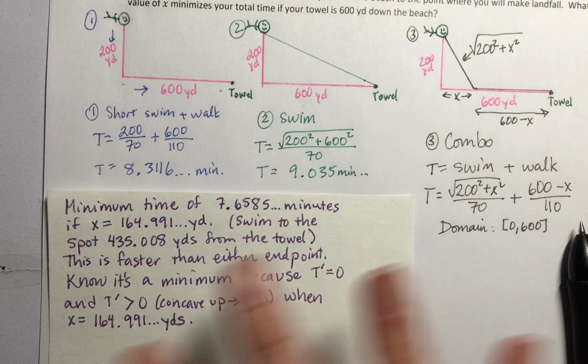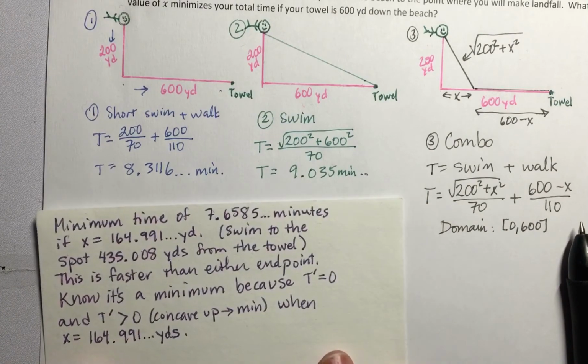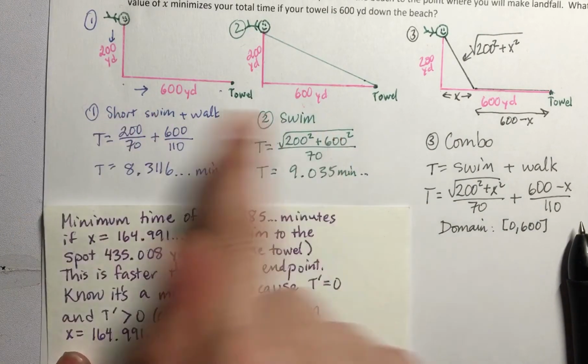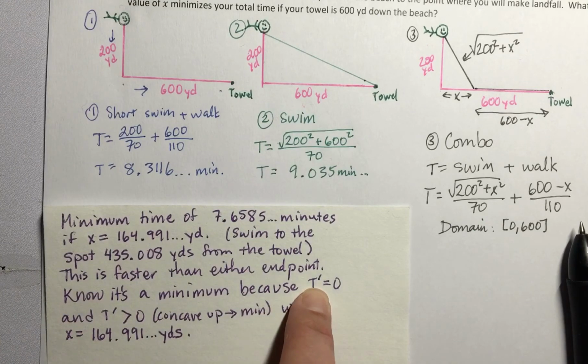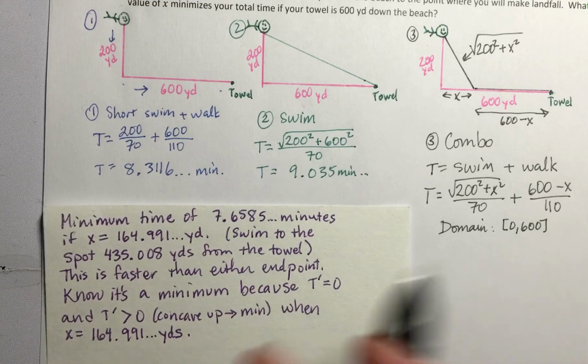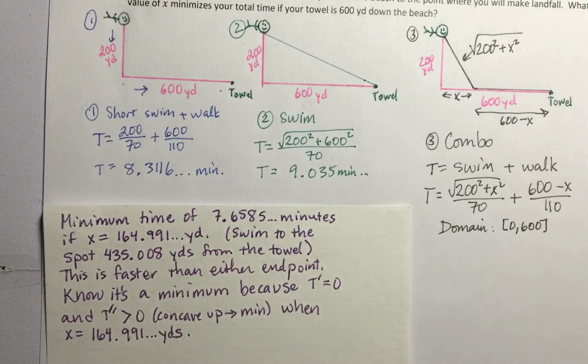And so this would be all on one sheet of paper, not on a separate one, obviously. So you can see that my endpoint is there. I know it's a minimum because t prime equals 0 and t, oops, I forgot a prime, t double prime is greater than 0. So I have that concave up in a minimum when x is 164.991 yards. So this few sentences makes it so I've clearly shown that I know what I'm talking about, and that's what you need to do.